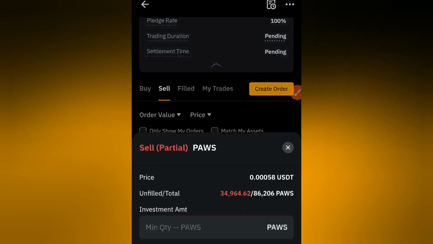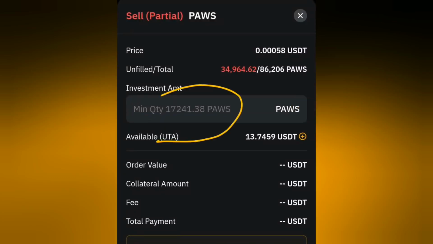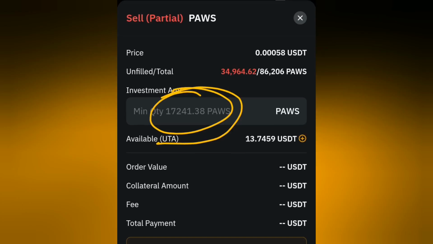Once you click on sell right now, you see the minimum quantity you'll be able to sell right here, and the minimum quantity is 17,000 pulse. Let's say you have 16,000 pulse, that would be you taking a huge risk. That is because if on the day of listing, or on the day this token is supposed to be delivered, you don't deliver exactly this amount, the money you have in your account will be forfeited to the person.